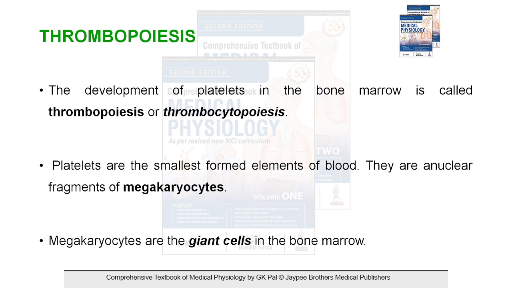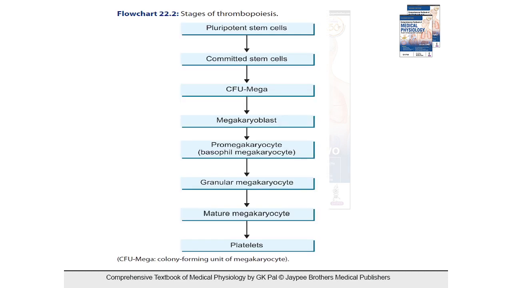Thrombopoiesis. What is thrombopoiesis? We can define thrombopoiesis as the origin, development, and maturation of platelets from the pluripotent stem cell or the giant cells in the bone marrow. So this is the flowchart that we are going to explain: the different steps in the origin, development, and maturation of platelets.